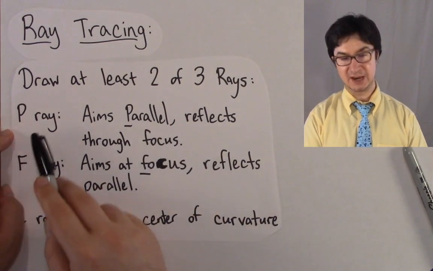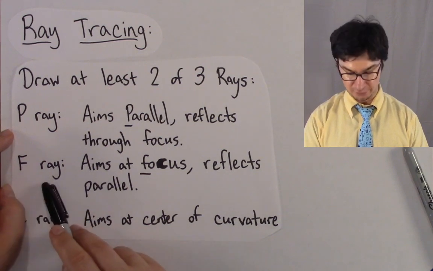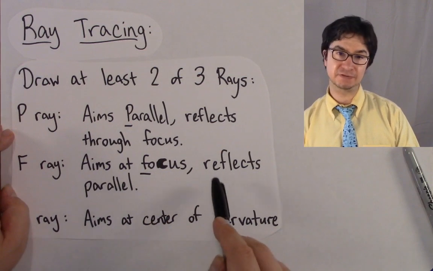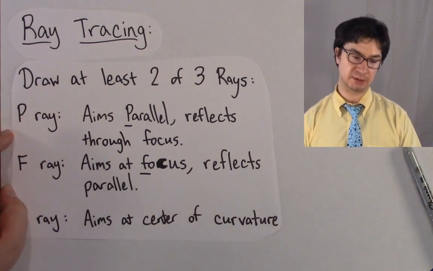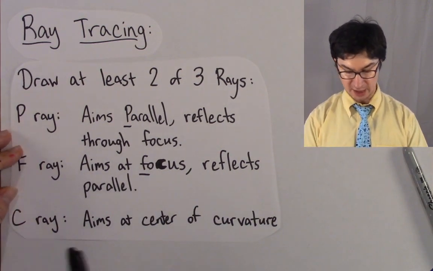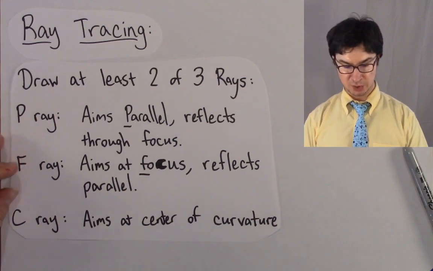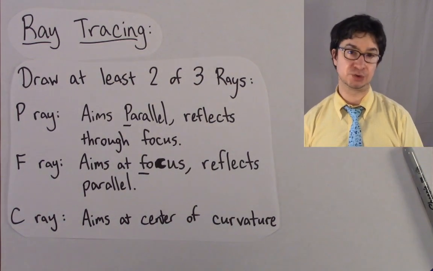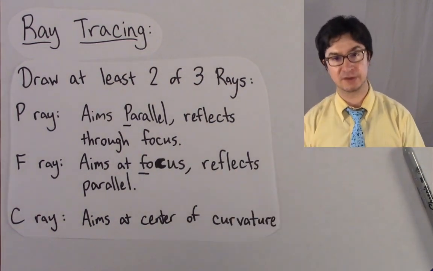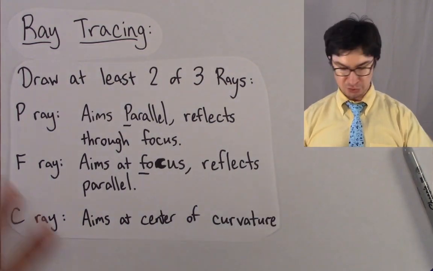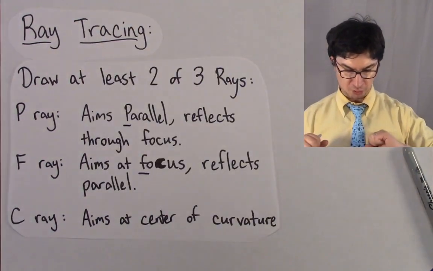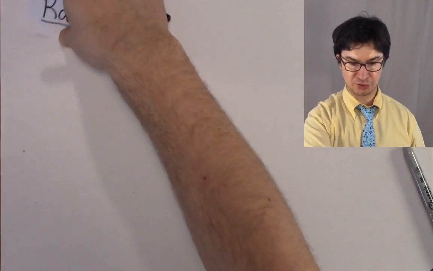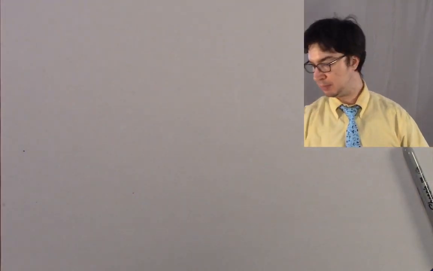Okay? The next ray is called the F ray. The F ray aims at the focus, F for focus, right? And it reflects parallel to the principal axis. And the C ray aims at the center of curvature. Okay? With at least 2 of 3 of these rays, you can draw the image, which is often what you have to do for these problems. You have to draw the image. Okay? So now that we have our ray tracing strategies, let's talk about our general strategy for attacking any mirror problem.